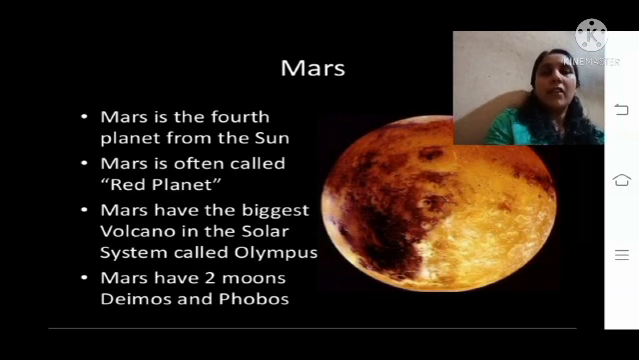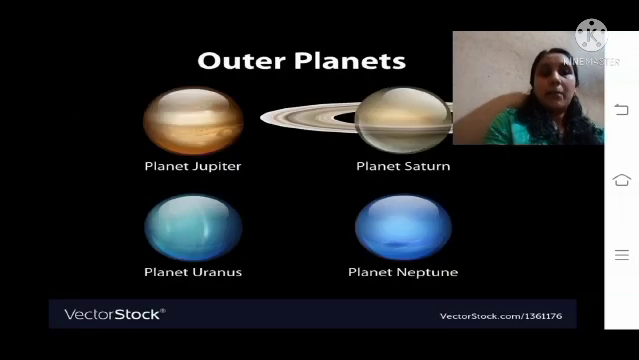Now the remaining four planets are there. Which are they? Jupiter, Saturn, Uranus and Neptune. They are known as the outer planets. Why are they known as the outer planets? Because they are very far away from the Sun. And these four outer planets are made up of gases. The inner planets are made up of rocks. The outer planets are made up of gases.